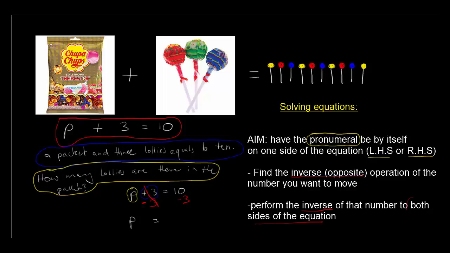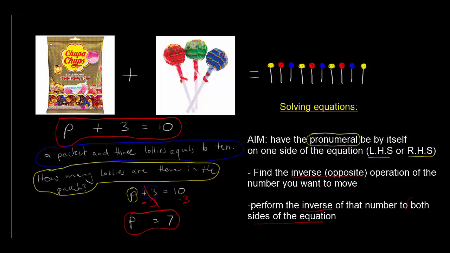On the other side, well, we have 10 beforehand, but we have minus 3. So 10 minus 3 is 7. And now we figured out, through this quick one-step equation, how many lollies are there in that packet. And the answer to that question, or the equation, was, well, p equals 7, so that must mean there's 7 lollies in one packet. Now those rules we're going to go through a lot more, but that's the basics in terms of solving equations.